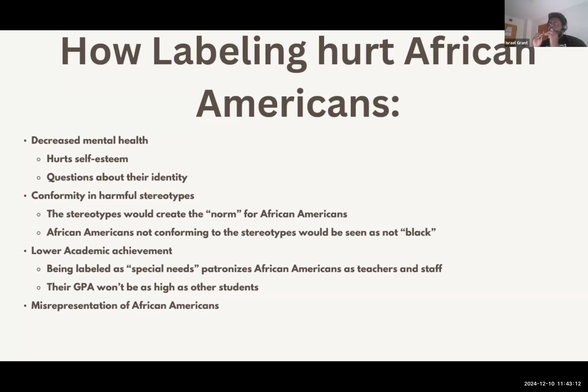If you don't conform to the stereotypes, you will feel like you lose your blackness. And plus, there will also be lower academic achievement. Being labeled as special needs will patronize African Americans, as teachers and staff don't see much in them and don't expect much. And their GPA won't be as high as other students. And the labeling will misrepresent African Americans.